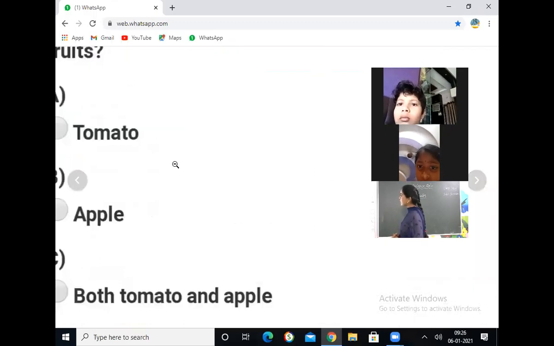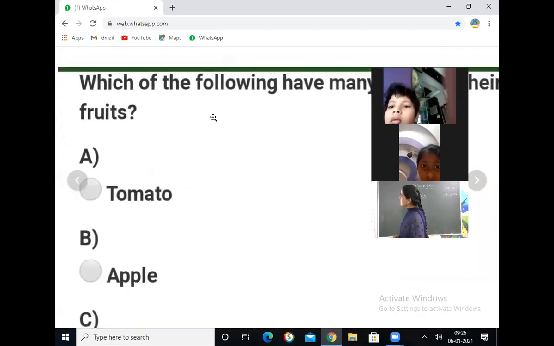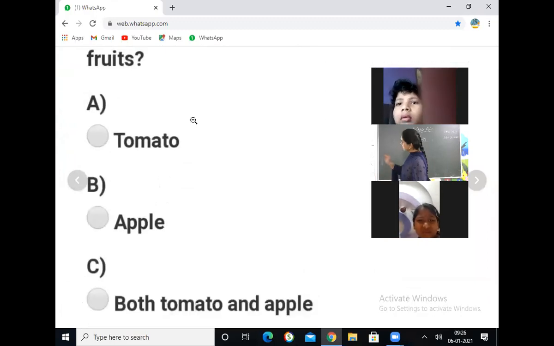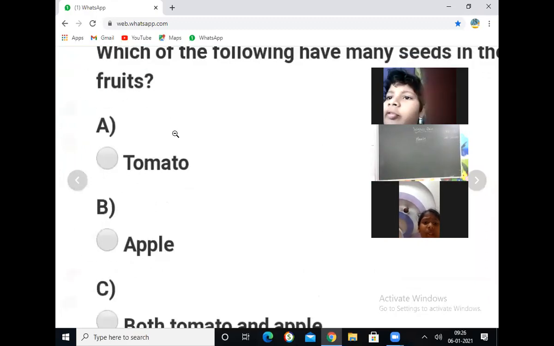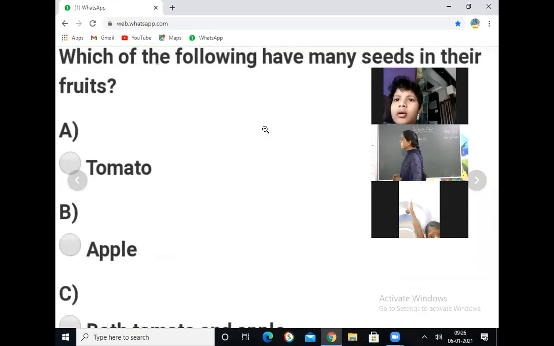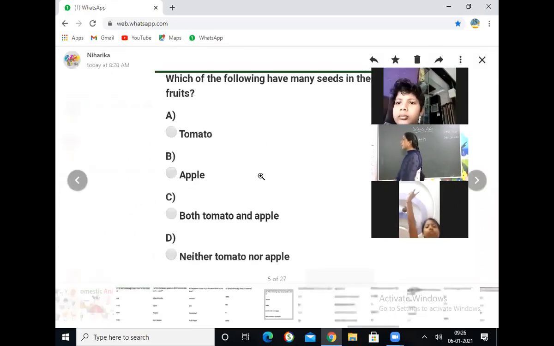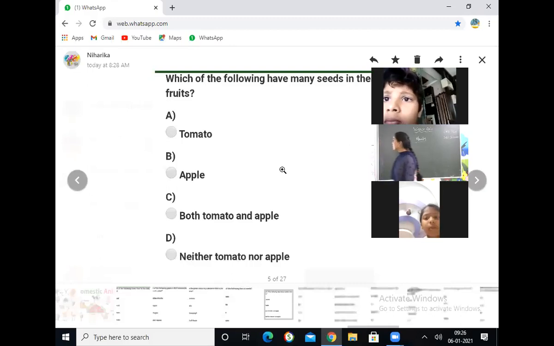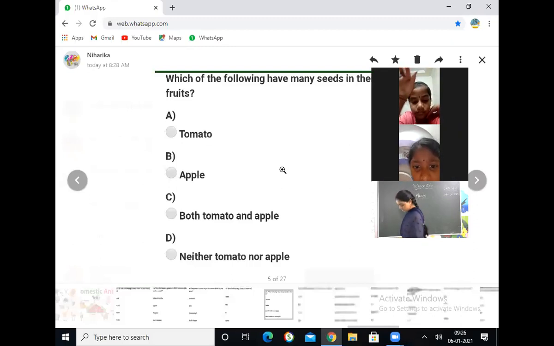Gaganeep, wait a minute. Which of the following has many seeds in the fruit? First option, tomato. Second option, apple. Third, both tomato and apple. Fourth, neither tomato nor apple. Teacher, both tomato and apple. No, I think it's not correct. Apple has only 4 to 5 seeds at maximum.